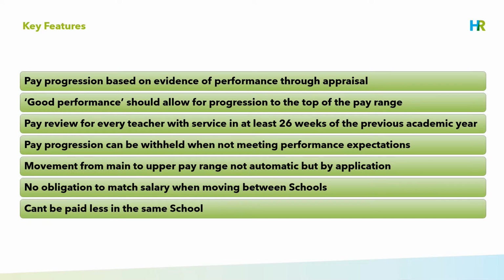You may be aware that there are two pay ranges for qualified classroom teachers, main and upper. Movement to the upper pay range is not automatic once the teacher reaches the top of the main pay range, but requires them to apply and demonstrate an additional level of competence. Being highly competent in the teachers' standards and making a substantial and sustained wider contribution to the school. Again, it is for the school to define what this looks like locally and set this out in their pay policy.